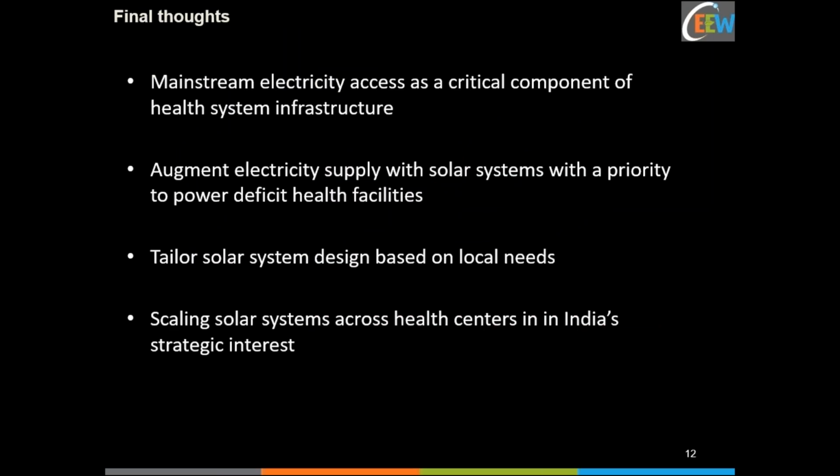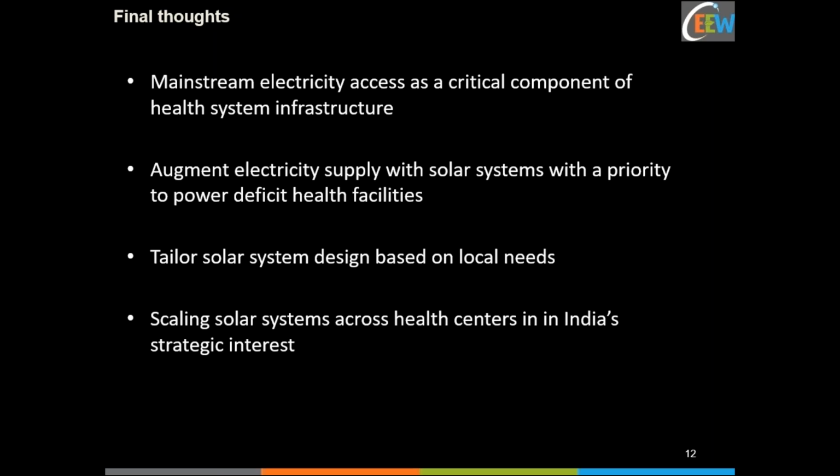So my final thoughts before I end this presentation are that mainstreaming electricity access as a critical component of health system infrastructure is something that we need to think about more seriously. We can augment electricity supply with solar systems, and a priority should be given to those health facilities that demonstrate a power deficit. One of the advantages of such systems is that they can actually be tailored to suit the local needs. And finally, scaling solar systems across health centers in India is in our strategic interest.